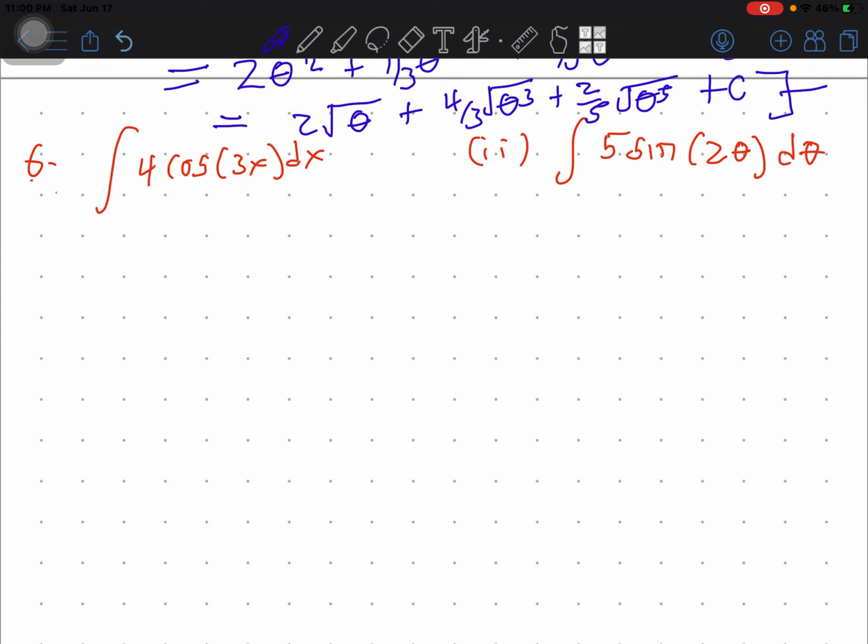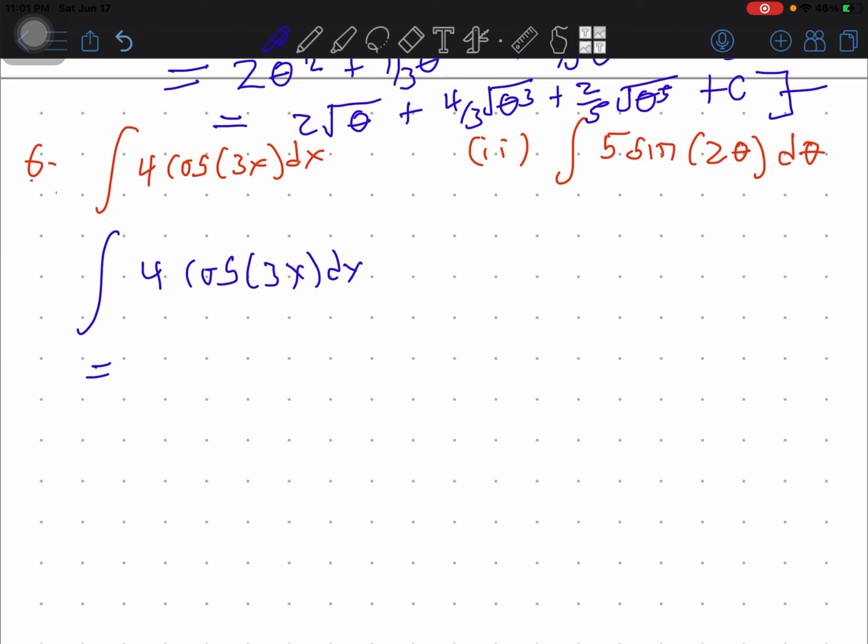And the next question, we have 4 cos 3x dx, and we have the other one 5 sine 2 theta d theta. So doing the integral of 4 cos 3x dx is mostly a trigonometric function, and for trigonometric functions, when you are doing the integration, this is what we do: differentiate whatever is inside the bracket and you divide, because the integration, you divide and then you integrate the cos function, the trig function as well.